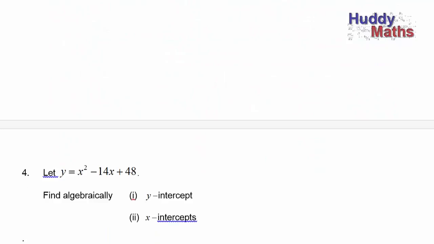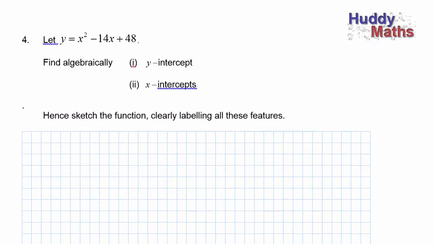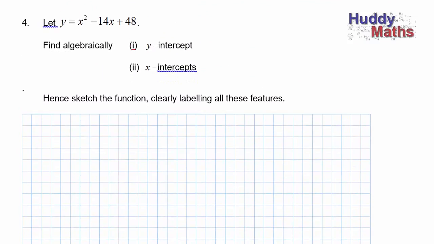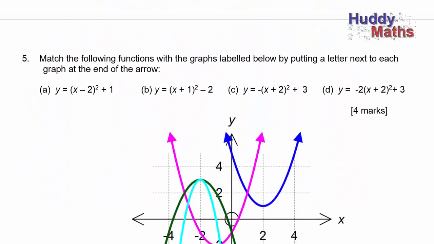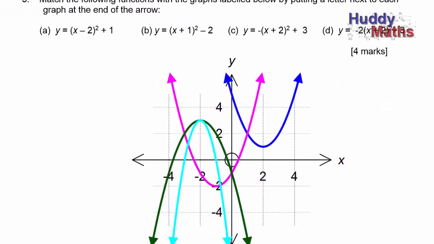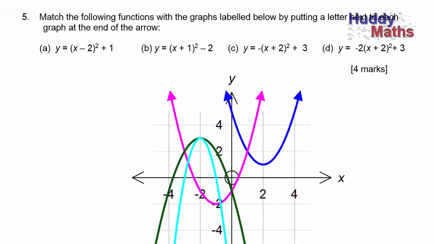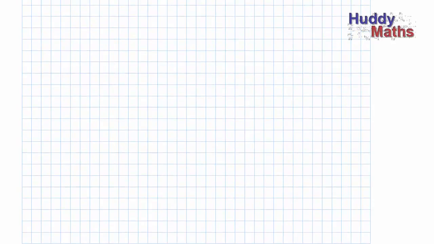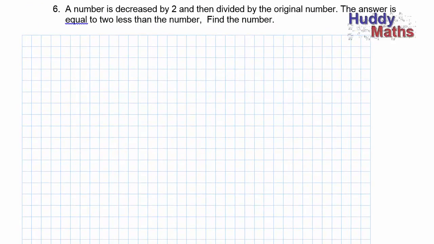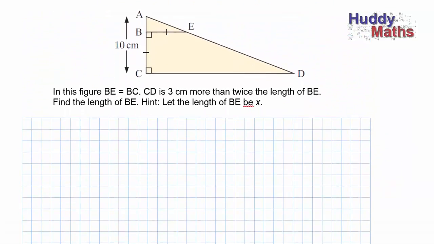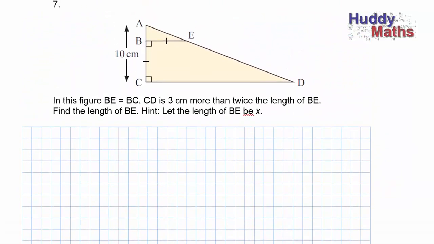Alright, coming down then to question 4. A fairly big question. We ask for the y-intercept and the x-intercepts, and then sketch the function. Then let's go to question 5, labelling the graphs. Okay, and then to question 6, a puzzle type question. Okay, and the final question is question 7. So these last few are worth 5, 6 or 7 marks.